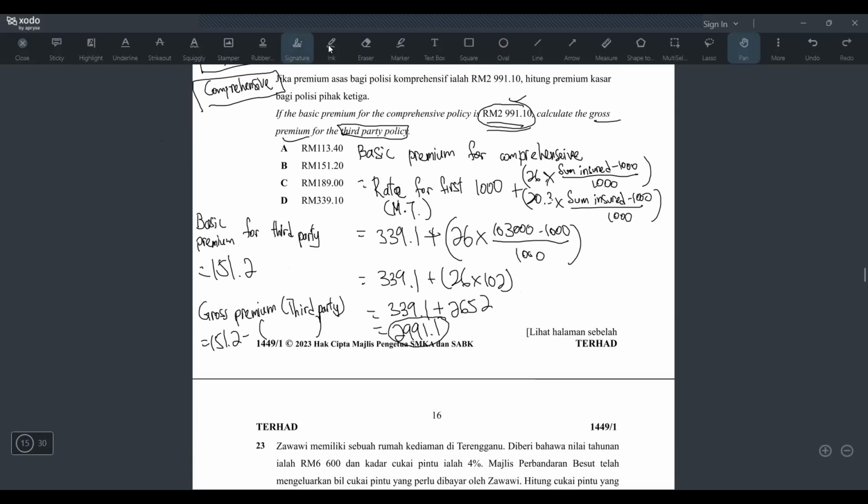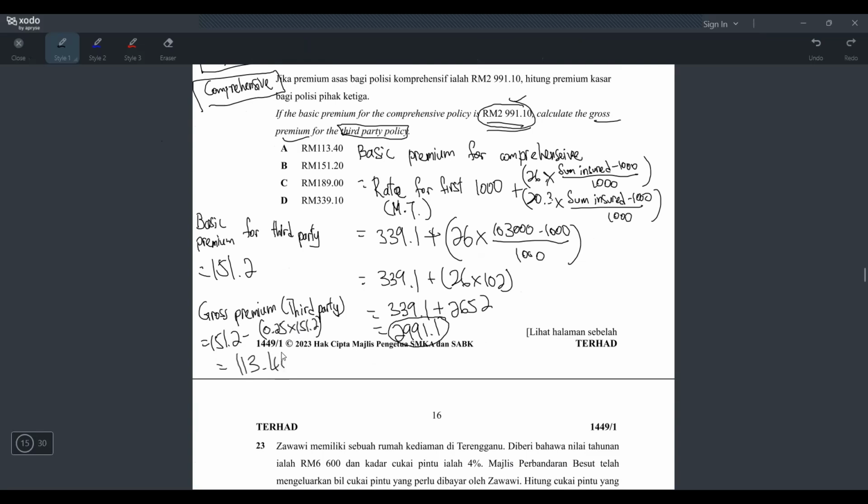So I always teach students to write like this: 151.2 minus 0.25 times 151.2. It means you take 151.2 minus 25% of that value. So you press all this in your calculator, but make sure you press brackets: 151.2 minus bracket 0.25 times 151.2. Okay, I get 113.4. So that's the answer. So the answer is A.